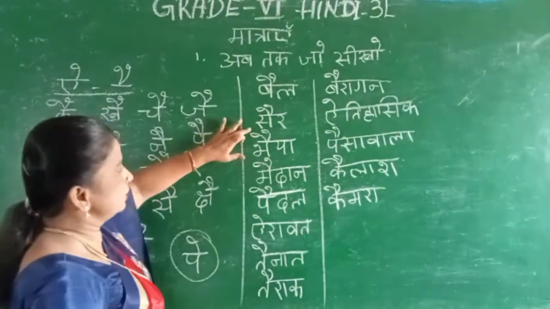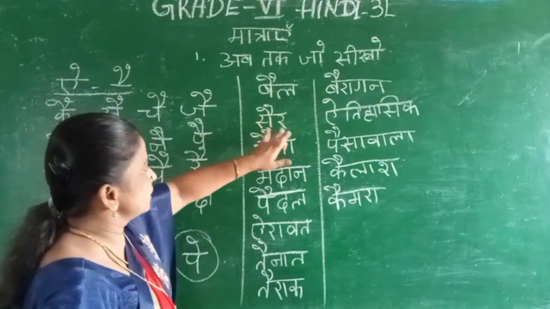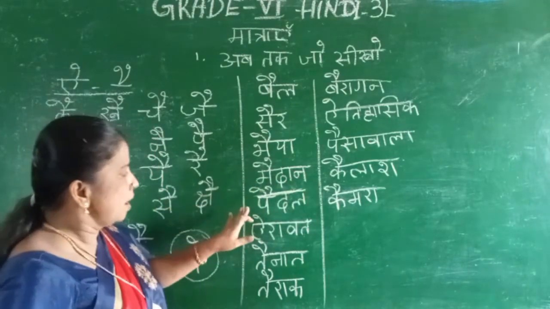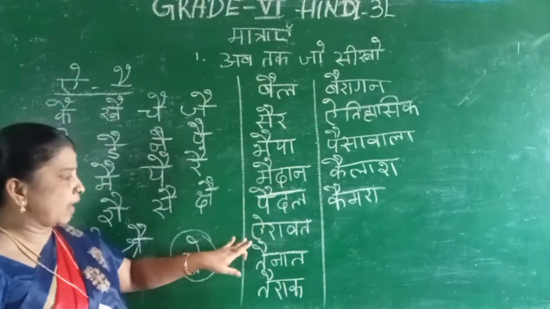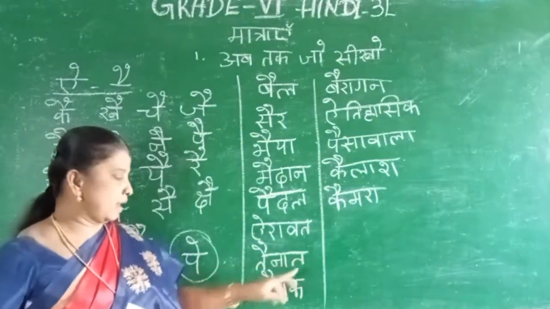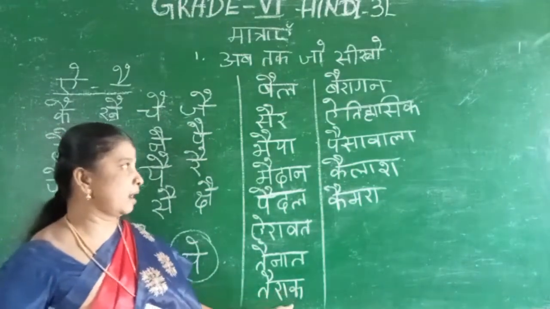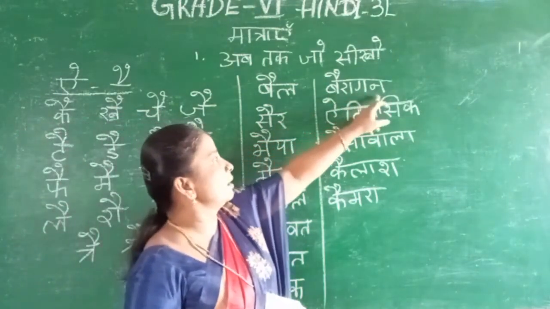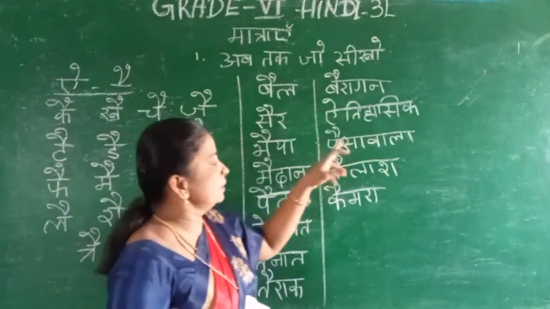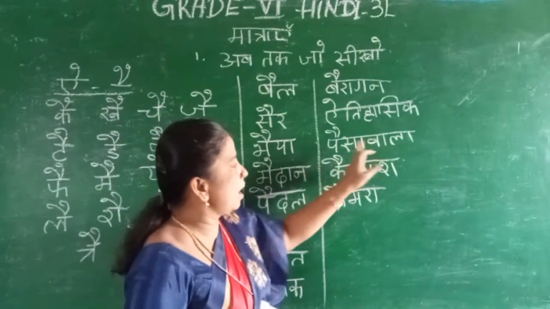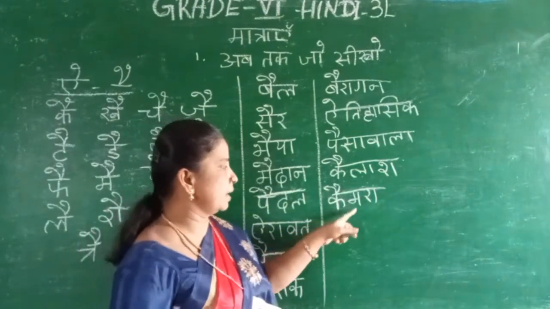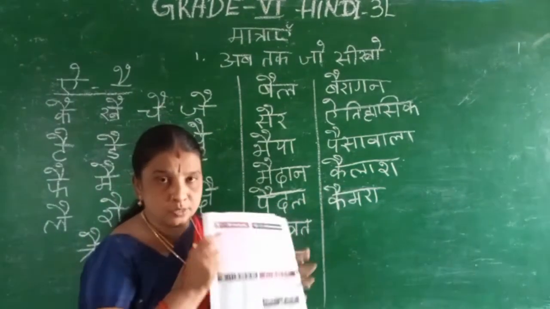Bail, shair, baila, bail, shaira, shair, baiya, maidana, maidan, paidala, paidal, airavata, airavat, tainata, tainat, Tairaka, Tairak, Bairagana, Bairagan, Aitihasika, Aitihasik, Paishavala, Kailasa, Kailas, Kaimara. Now these are also in our book.